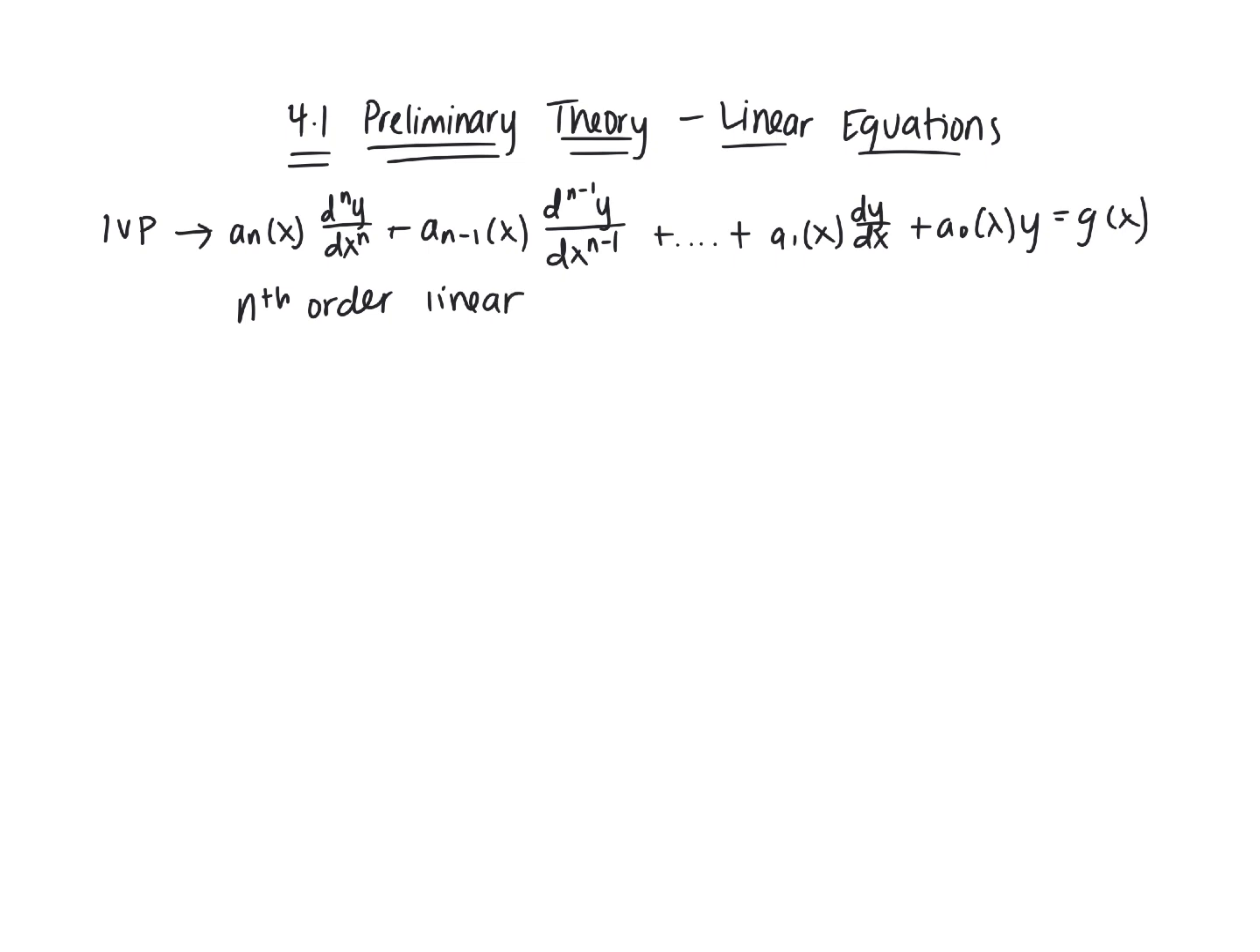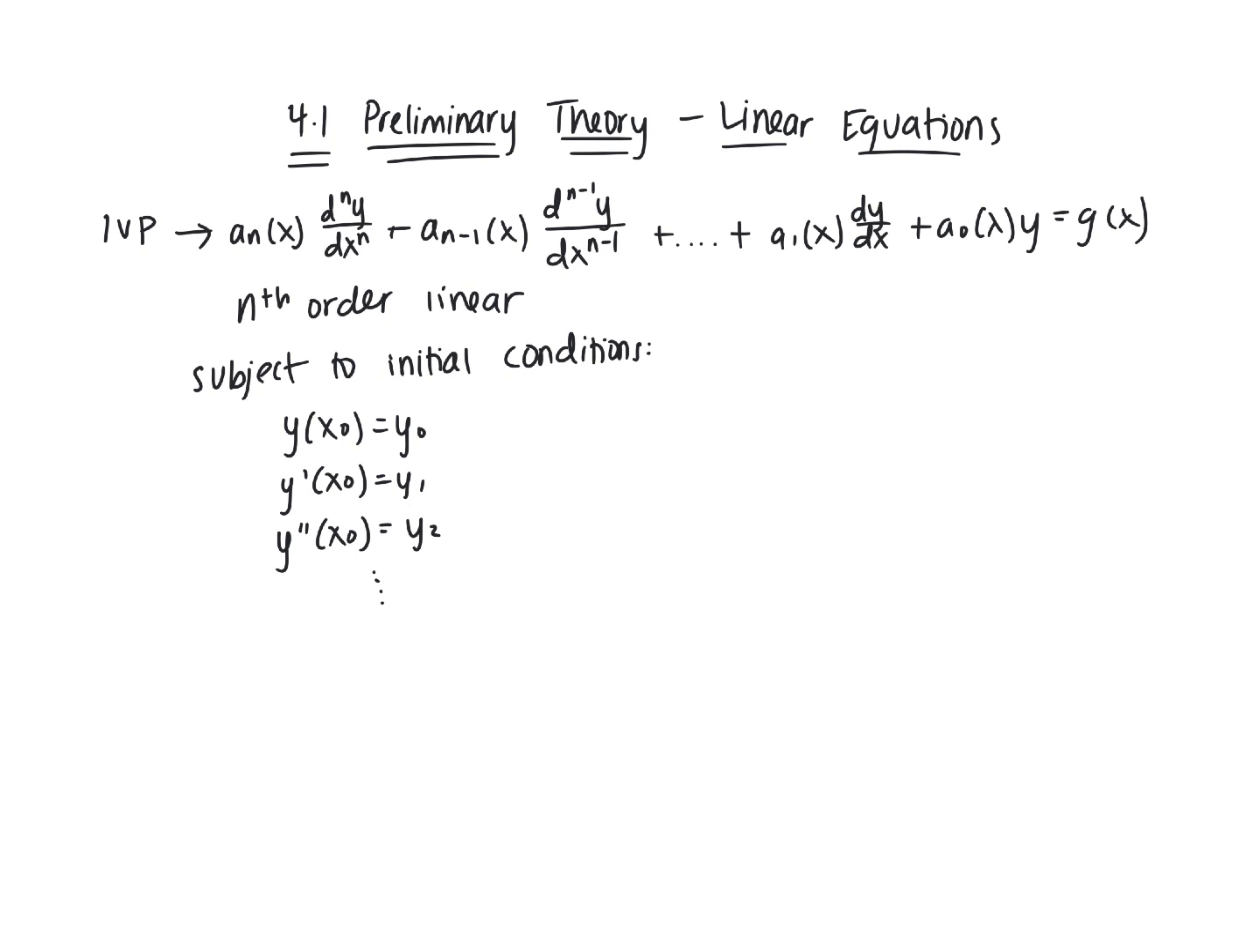If it's nth order, in order to find all of the constants, we will need n conditions. So we're going to have an equation like that subject to the following initial conditions. We have y(x_0) equal to y_0. And then the derivative at x_0 is equal to y_1. The second derivative at x_0 is equal to y_2. All the way up to the (n-1) derivative at x_0 is equal to y_{n-1}. So hopefully we can tell here there are n conditions. So again, nth order, we're going to need n conditions.